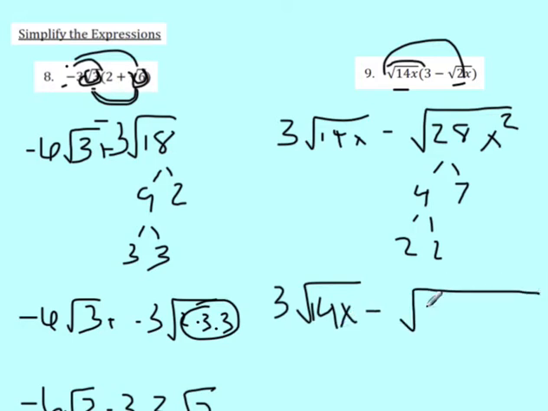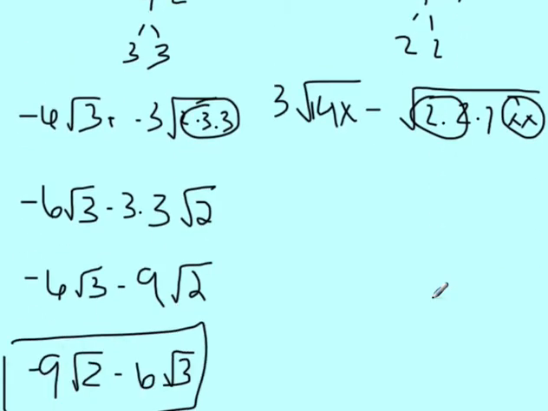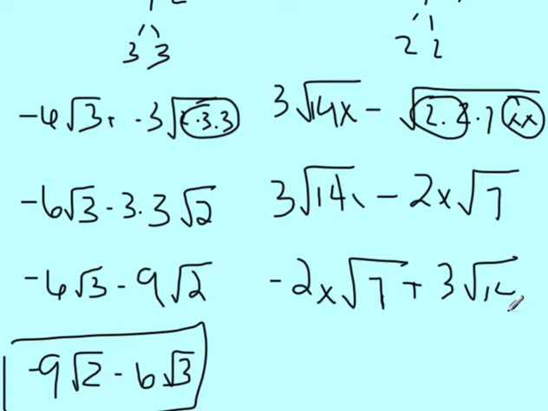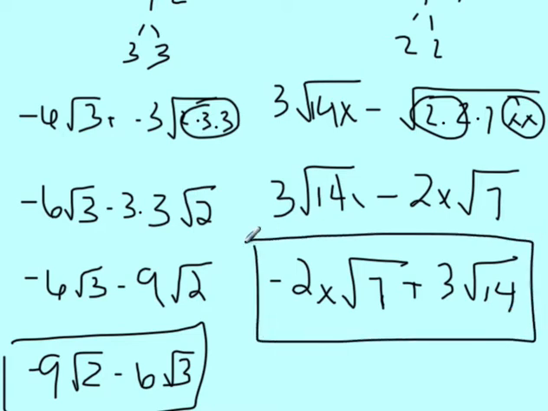Then underneath the radical for 28x squared, I have 2 times 2 times 7 times x times x. So I have a pair of x's and I have a pair of 2's. So that's going to be 3 square root of 14x, then it's going to be minus 2 times x on the outside, and then the thing left underneath the radical without the partner is a 7. So I'm going to write that as a negative 2x square root of 7 plus 3 square root of 14x. So this is your final answer for number 9.